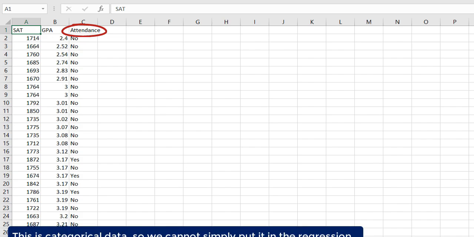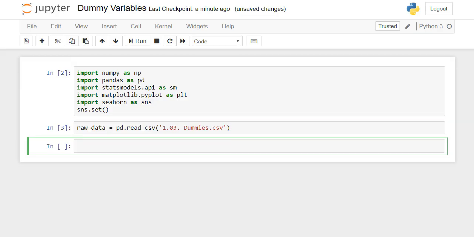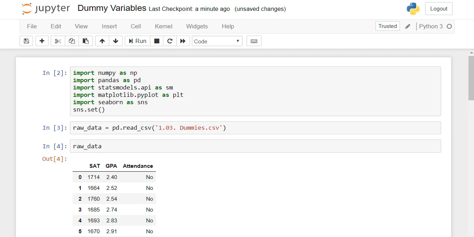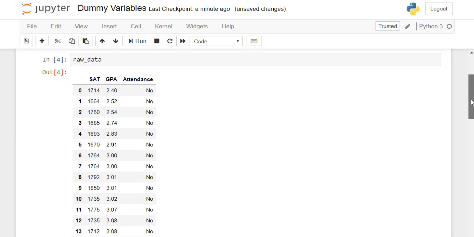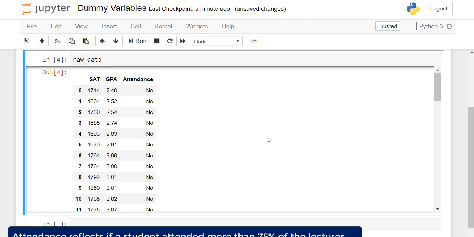Our approach for this lesson will be to go through the process of using a dummy and explain it later on. Okay, here we go. I'll load the file 1.03 dummies.csv into the variable raw data. As you can see, it contains a third column, attendance, which reflects if a student attended more than 75% with two possibilities, yes and no.